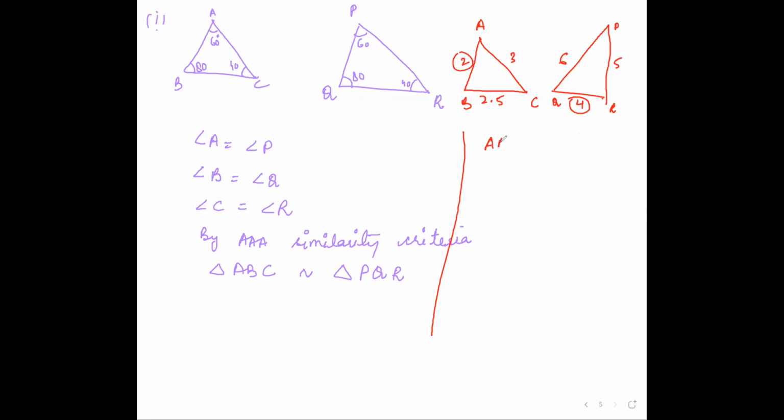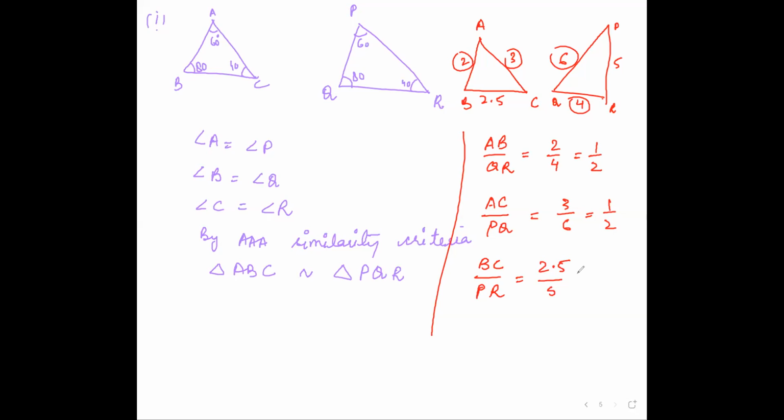So you can check like this, AB upon QR. So this is 2 divided by 4. This is 1 by 2. Then you can see this 3 and 6 is actually 2 times of 3. So you can check this ratio AC upon PQ. So this is 3 upon 6. So this is again 1 by 2. And then the remaining side you can check BC upon PR. So this is 2.5 divided by 5. So this is again 1 by 2. Or you can just remove the decimal, put a 10 here, then you have a 5 here. So 5 into 1, 5 into 5, and then ultimately 1 by 2. Clear?